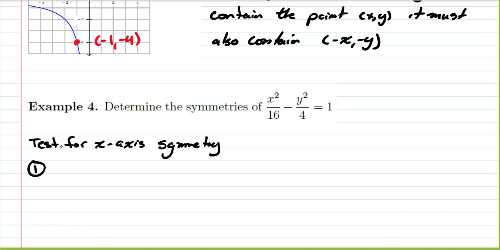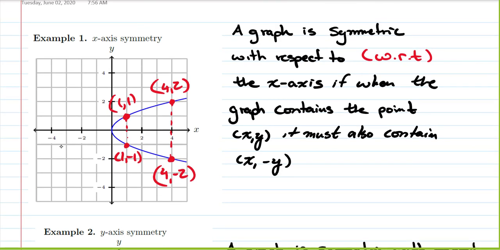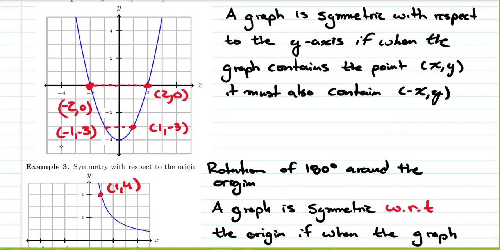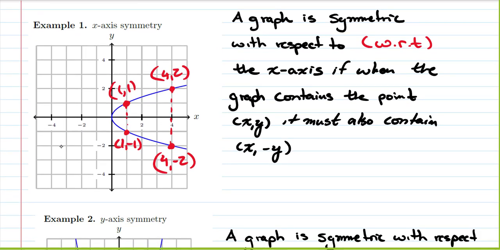So our first step, well, let's go look at our picture up here and see. For a graph to have x-axis symmetry, what had to be true is if the graph contained the point (x, y), it also had to contain the point (x, negative y). So that means that for each input x, our output is going to be both positive and negative y. Or said another way, if we have y or negative y, the input must have been x.